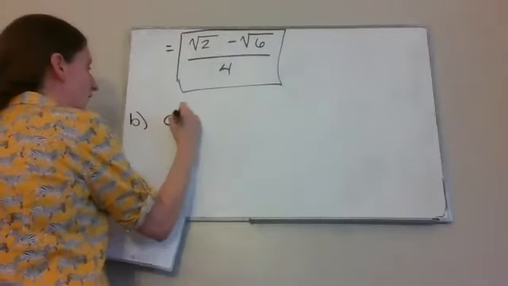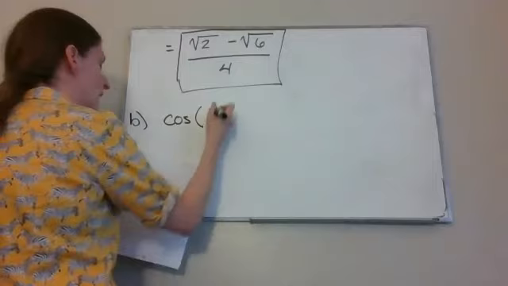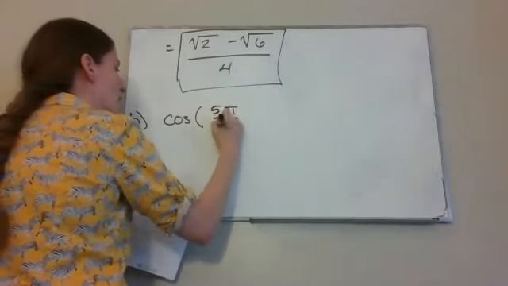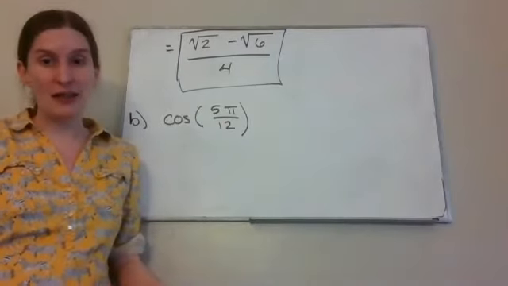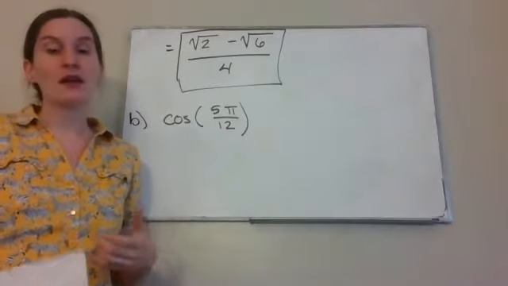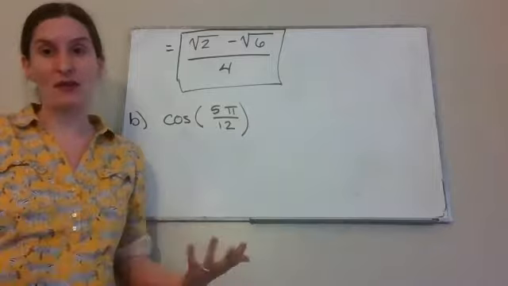And we'll use radians just for fun. So we have cosine of 5 pi over 12. 5 pi over 12 is not one of the values on my unit circle, but I can write it as a sum of values on the unit circle.